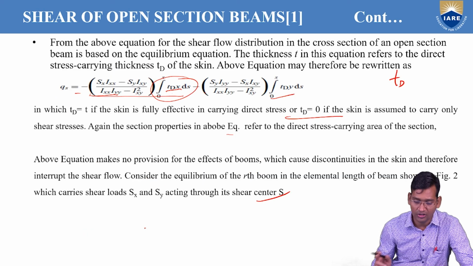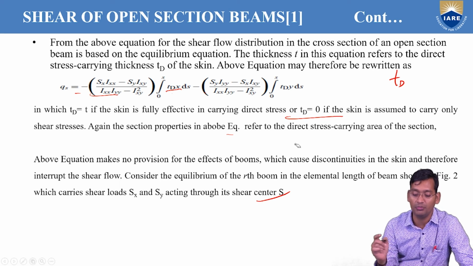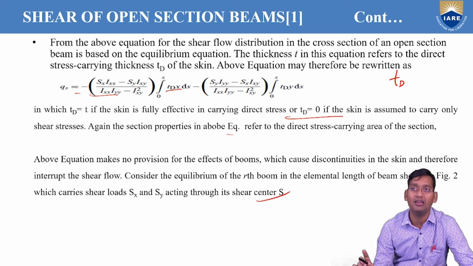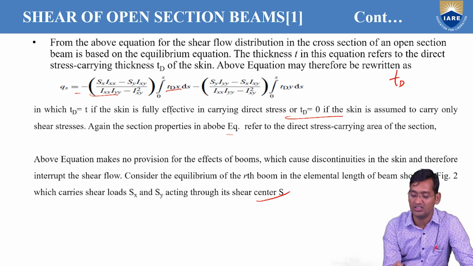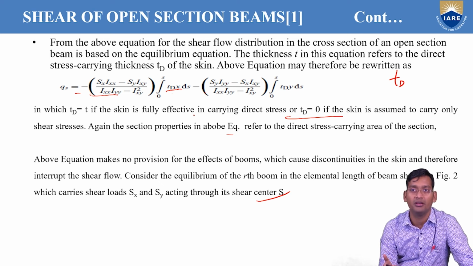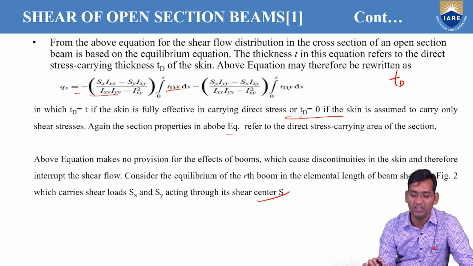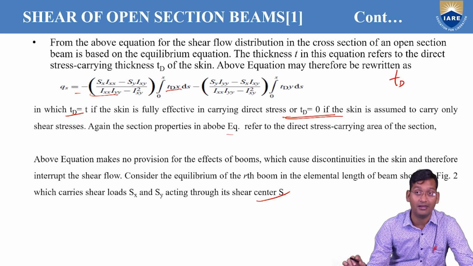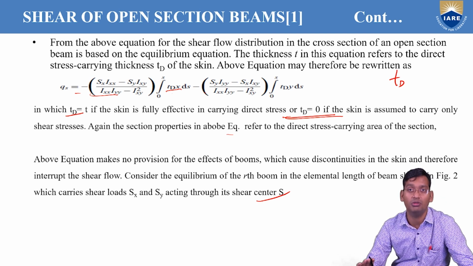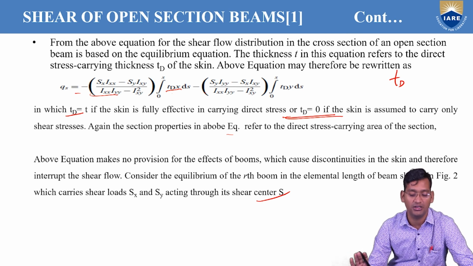Okay. Now our final equation again, what we did is we replaced t with tD, when it is the open section. Just see here, tD is t if the skin is fully effective, totally carrying direct stress. That means if all the skin is carrying the direct stress, then t becomes equal to tD. And if it is not carrying direct stress, only shear stress, then tD will be equal to 0. So you have to take care when direct stress is there or shear stress is there. For shear stress, tD will be equal to 0. If all parts of the skin are carrying the direct stress, then tD becomes t.